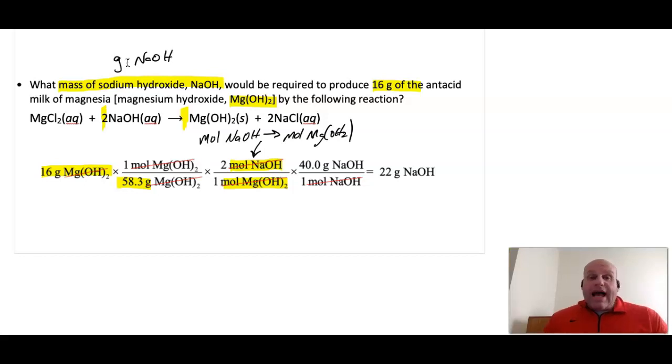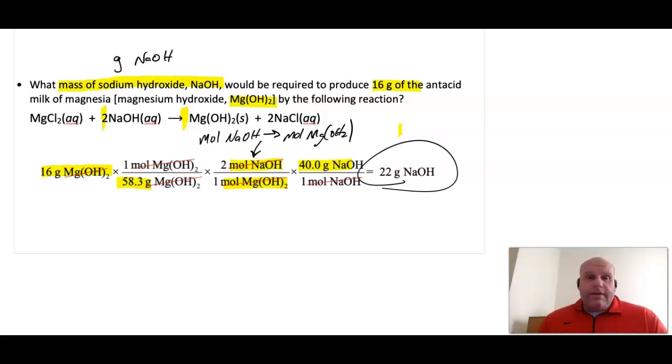Okay, if the problem was asking for moles, I would be done there. I would have successfully converted grams of Mg(OH)2 to moles of NaOH. But since it's asking for mass of sodium hydroxide or grams, I'm going to use the conversion factor here, the molar mass of NaOH to get to our final answer of grams of NaOH.